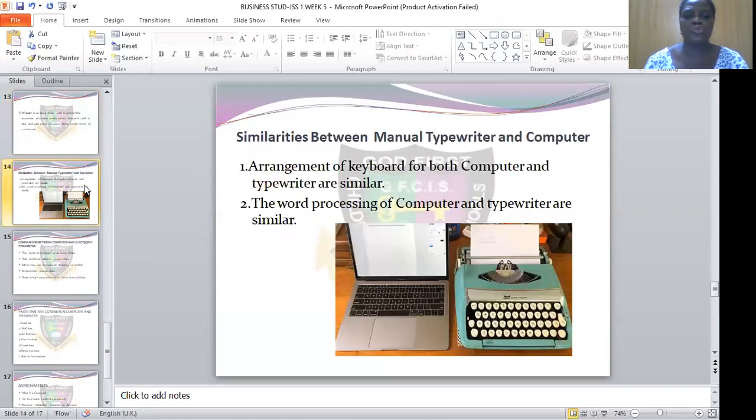Another subtopic that we're going to treat is the similarities between the manual typewriter and the computer. Number one, the way the keyboard is arranged on the manual typewriter and the computer is the same. It's very, very similar in nature. And number two, the word processing of the computer and typewriter are similar as well. Whatever you type in the computer or the typewriter, the word processing of them is similar.